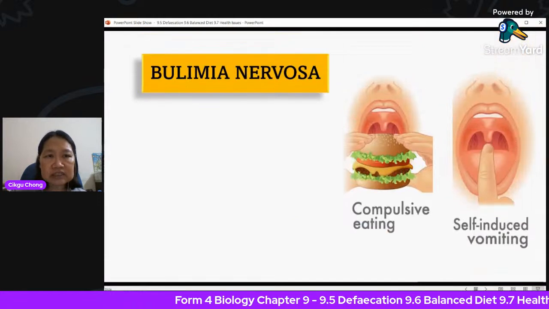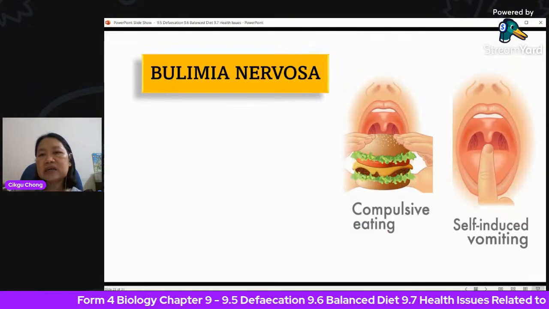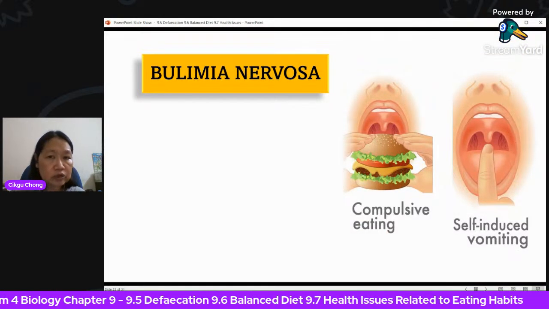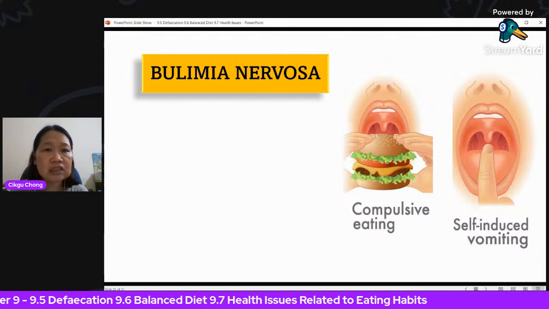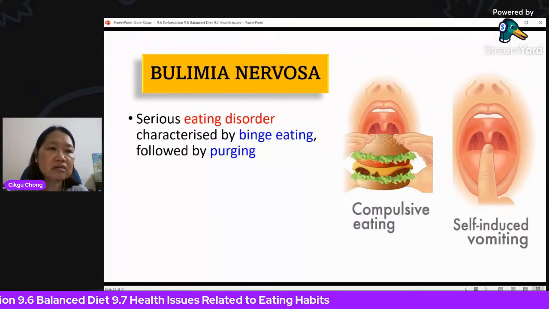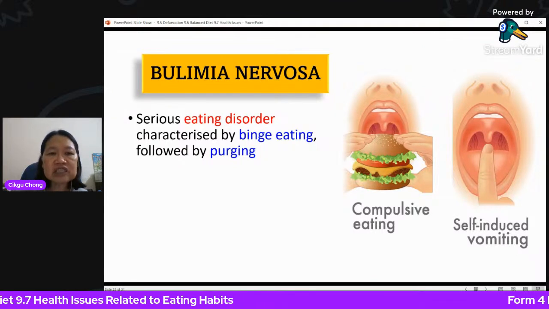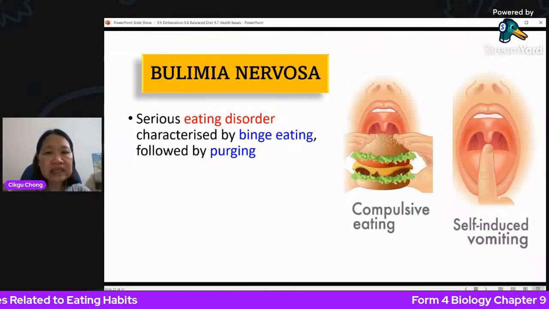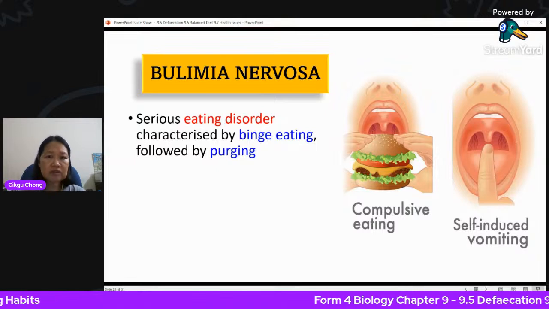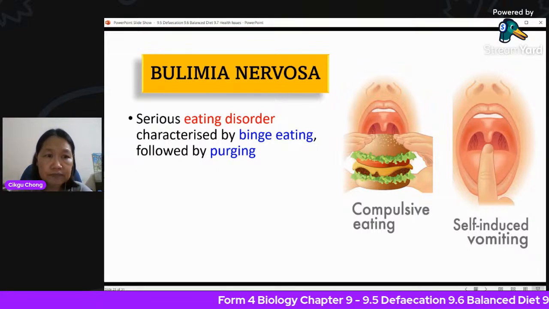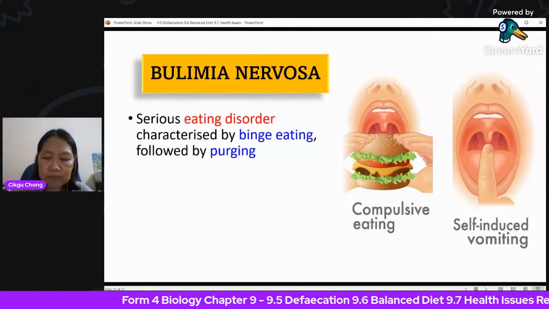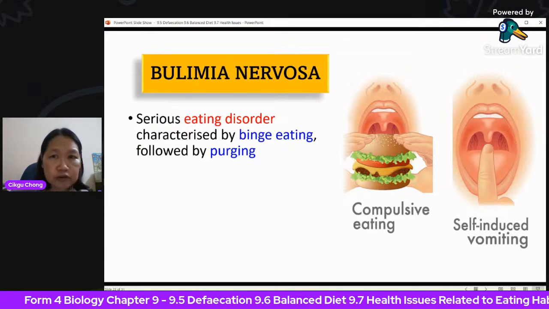Okay, next. I'm going faster now. Bulimia. Bulimia is the urge to eat compulsively. You eat a lot. It's called binge eating. It's an eating disorder characterized by binge eating. It means you purposely eat for the sake of eating, not because you're hungry, but because you just want to eat. And you eat a lot. After you eat, you purge. Purge means you purposely remove your food.